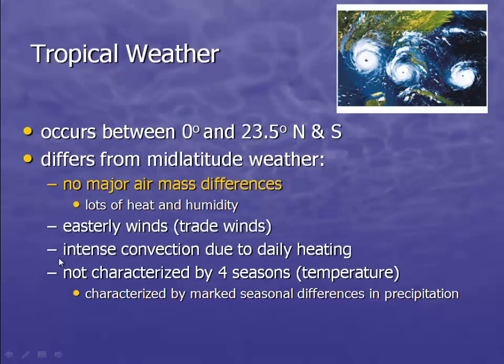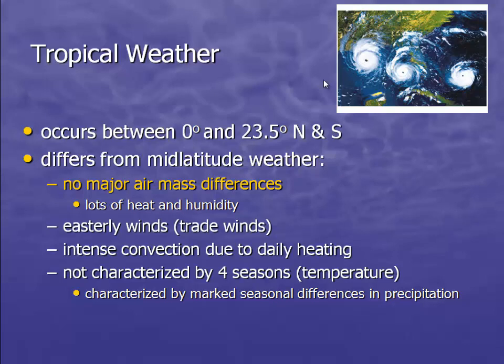The very intense solar heating causes lots of convection, thunderstorm activity due to daily heating. So if you live in the tropical regions, you know that every afternoon you're at risk for isolated thunderstorm activity. We do not see four seasons in the tropics because we do not have large air mass differences.